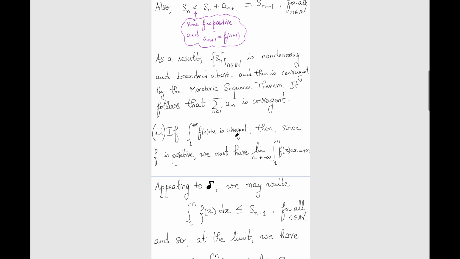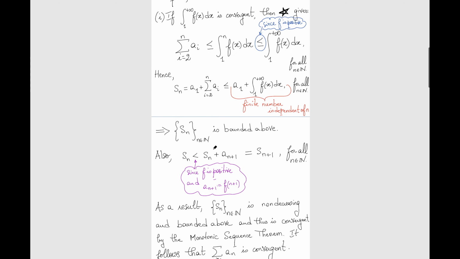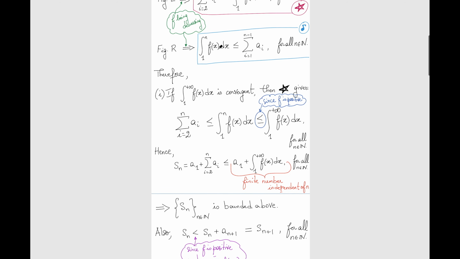So this improper integral is divergent. Since f is positive, that means the infinite region is infinity, which means that the limit as n goes to infinity of the bounded region from 1 to n of f of x dx is going to be infinite. Correct? Because the function is positive. All right, appealing now to the musical note. What's the musical note? This is the musical note inequality.